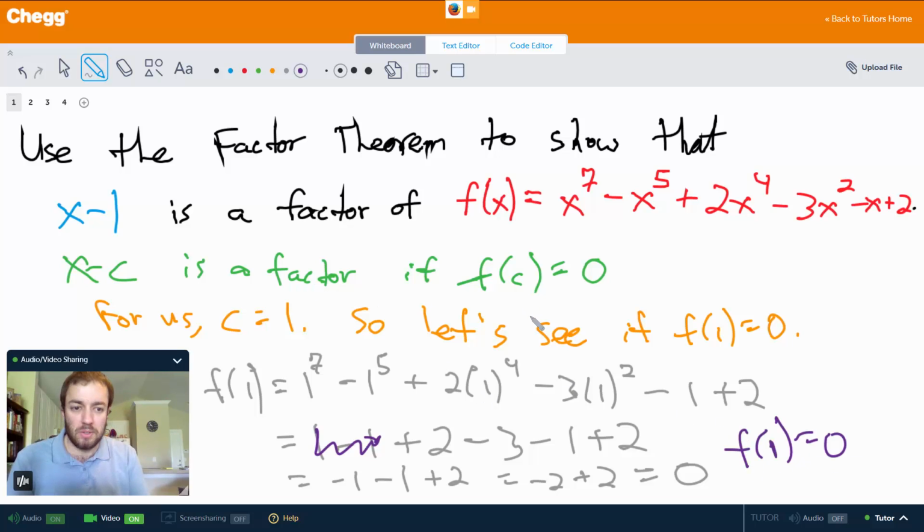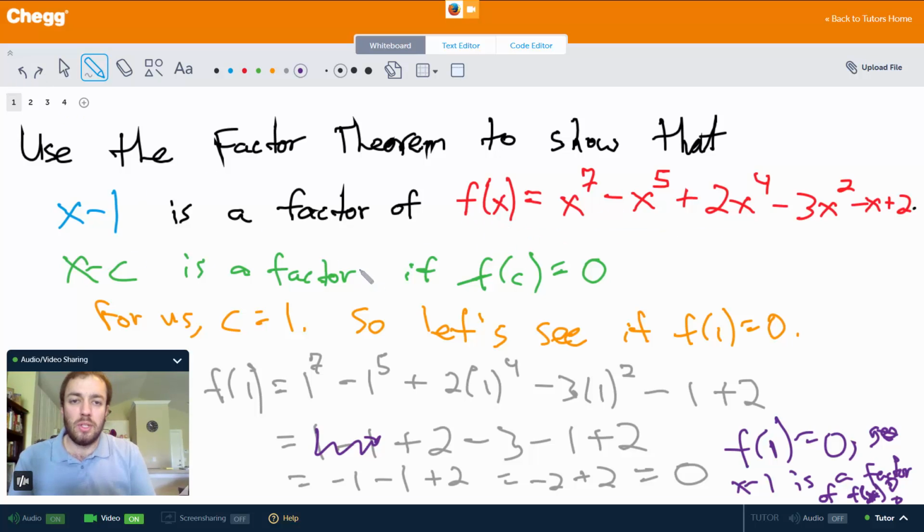Therefore, since f of 1 equals 0, by the factor theorem, x minus 1 is a factor of f of x. That's pretty much all that we have to do there: just verify that f of 1 equals 0 to show that x minus 1 is a factor of f of x.